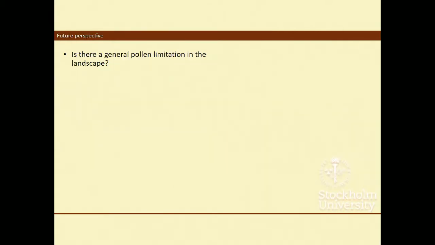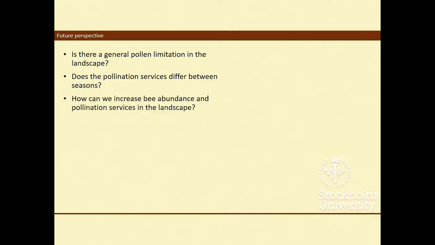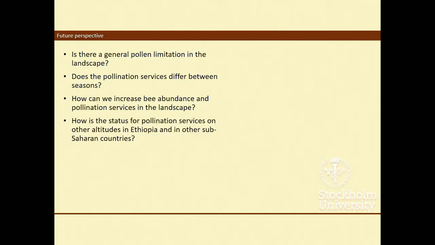So my questions then, my future questions: is there a general pollen limitation in the landscape, or is it only for rapeseed? Does the pollination services differ between the different seasons? How can we increase bee abundance and pollination services in the landscape? And how is the status for pollination services on other altitudes in Ethiopia and in other sub-Saharan countries?